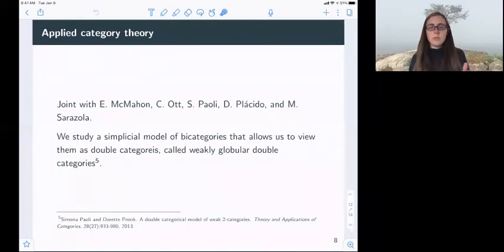So bicategories show up very frequently in applied category theory. It's more natural to have weak composition and weak inverses in applications than it is to have these things be strict. But bicategories can be quite difficult to work with because checking all the coherence diagrams can just be a pain. So dealing with a simplicial model instead is a little bit easier to work with because all of those coherence diagrams are encoded in the simplicial structure.